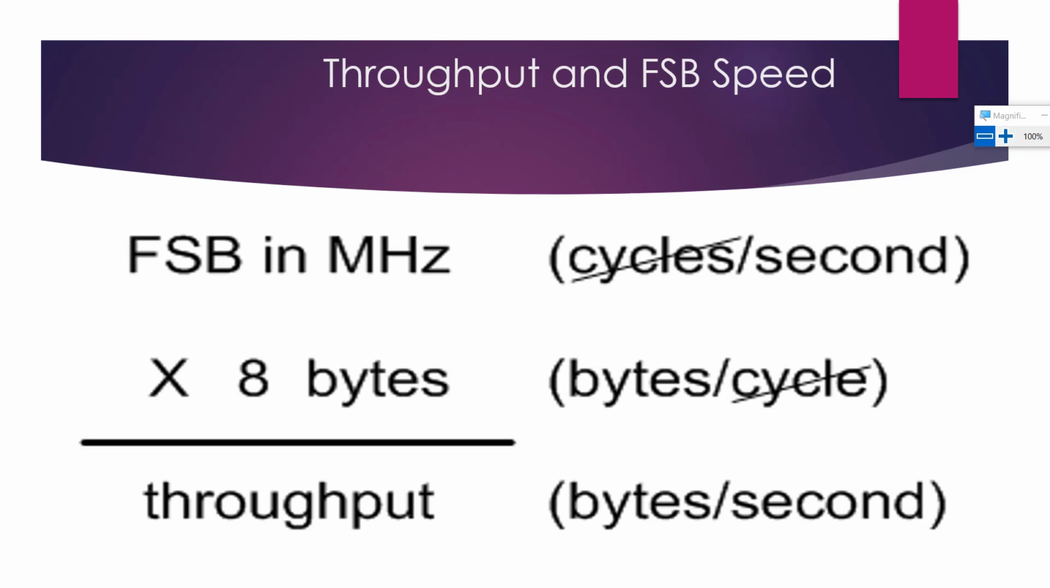Here, I'm coming up with what can I do? I take out the buses there and see those buses. Let's connect them together. Okay. But I cannot think of any. So FSB in megahertz times 8 bytes.